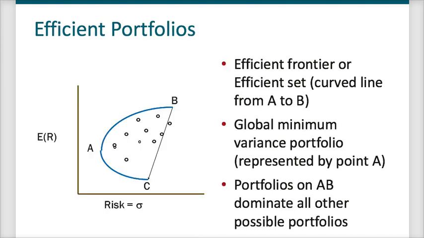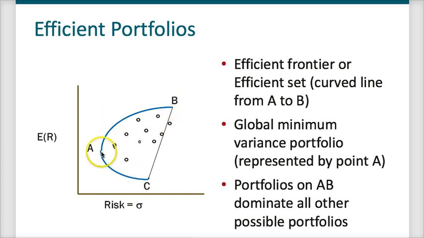So here's a little look at, okay, so we have points A, B, and C. All these little circles here are different portfolios. So now we have ER as the expected return, and risk is going to be measured by standard deviation. So the efficient frontier would be this curved line between points A and B.